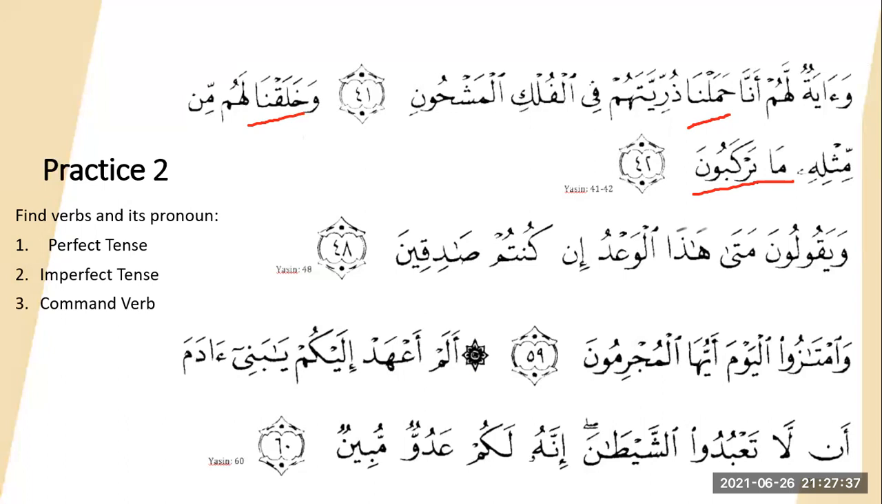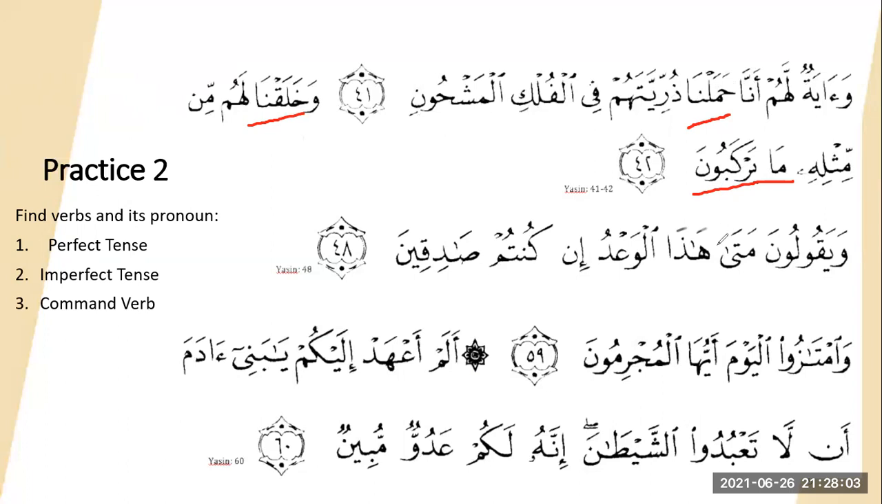So all verbs must have a doer of the verb, called the subject of the verb. The subject of hamalna is we. The subject of khalaqna is we. But the subject of yarkabun is they, because third person and wow, they. So the root word is raqaba.